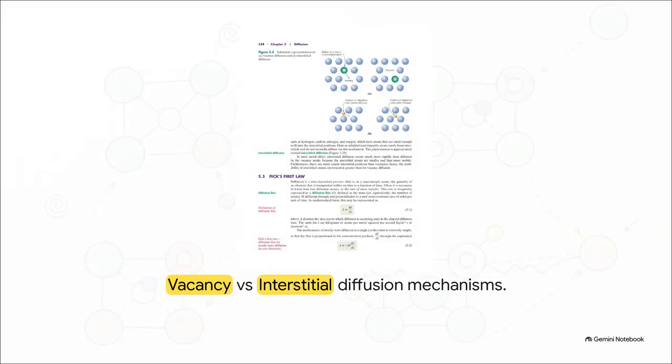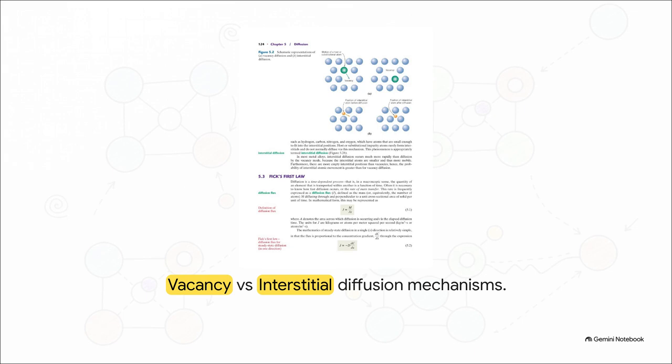We know atoms move, but how? These solids are dense, tightly packed crystal lattices. How does an atom push its way through a seemingly solid wall of other atoms? Well, there are two main mechanisms. First is vacancy diffusion. This relies on an empty spot, a vacancy, in the crystal lattice. An adjacent atom basically jumps into that empty hole, which in turn leaves a new empty hole right behind it. It's exactly like one of those sliding tile puzzles where you move the squares around using that one single empty space on the board. The second mechanism is interstitial diffusion.